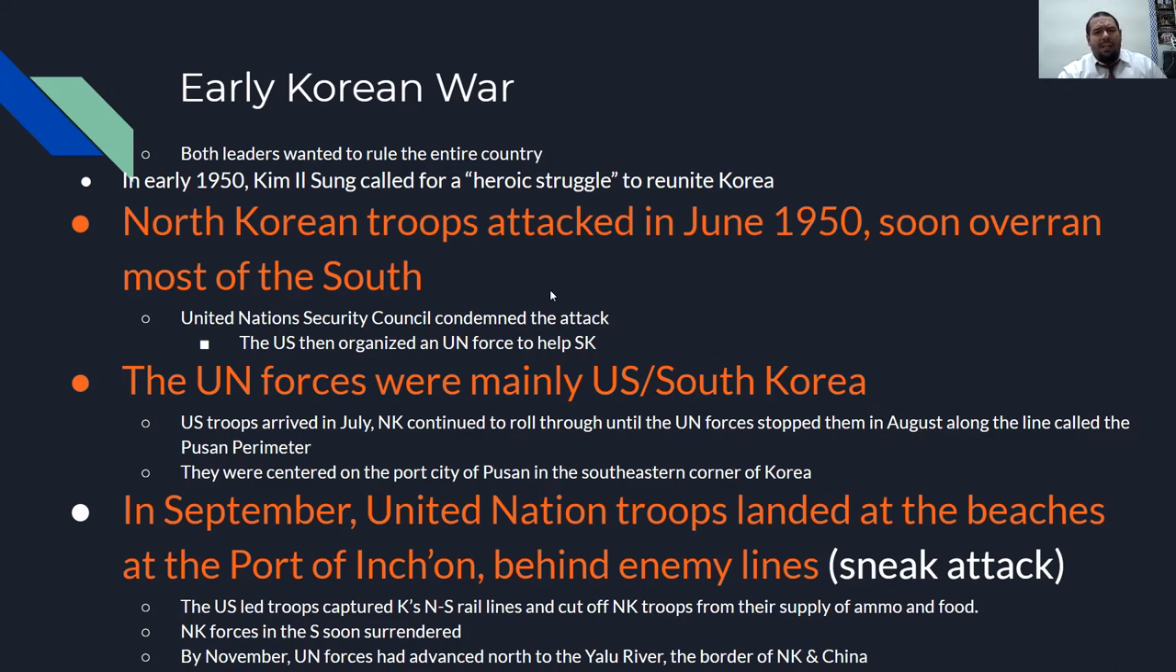Britain, France, right? They condemned it from the United Nations, right? The U.S. then organized a U.N. force to help South Korea. Here is where the U.N. and the League of Nations totally differ.